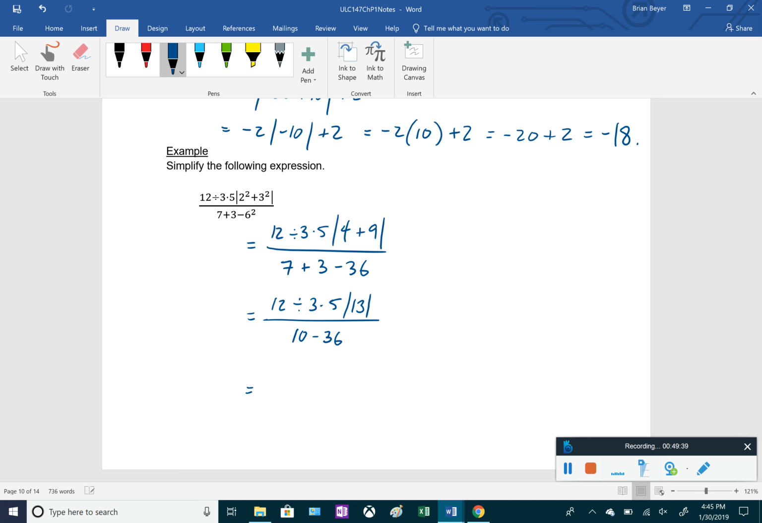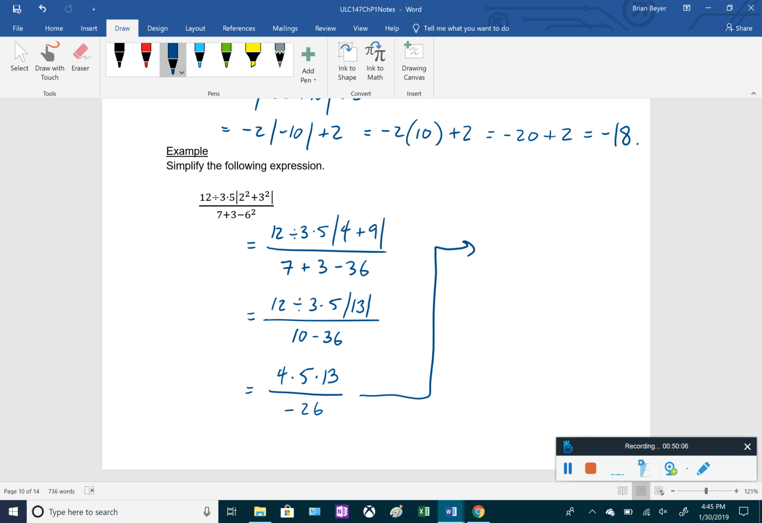And for the numerator now, we just have multiplication and division. So I'll do 12 divided by 3, because it's the first one from left to right, which is 4, times 5. The absolute value of 13 is just 13. 10 minus 36 for that denominator is negative 26. I'm going to bring this up here a little bit. And now we have 4 times 5 times 13.